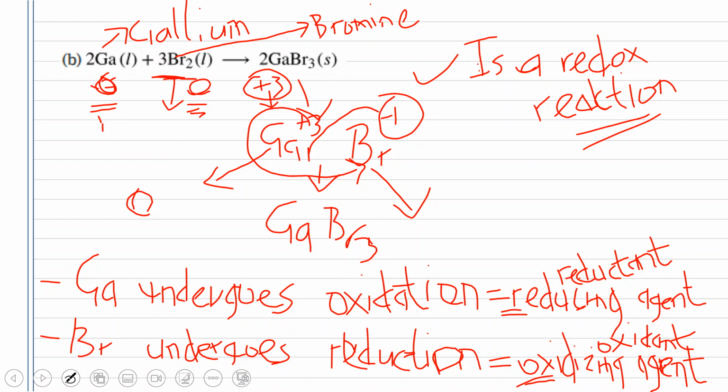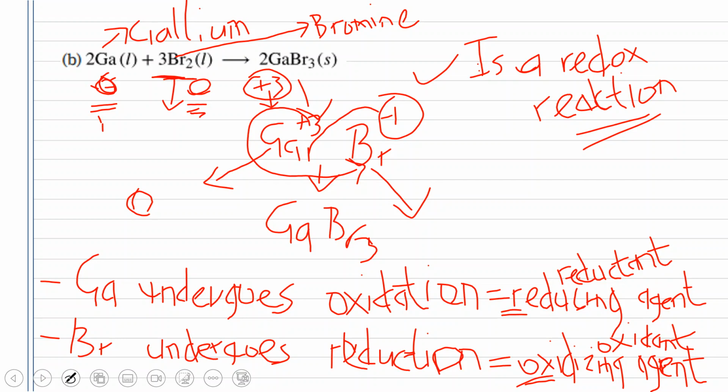We said that the one that lost the electrons, gallium, became plus 3, which means it lost 3 electrons. Gallium undergoes oxidation. Bromine is the one that gains electrons and is negatively charged. Bromine undergoes reduction.